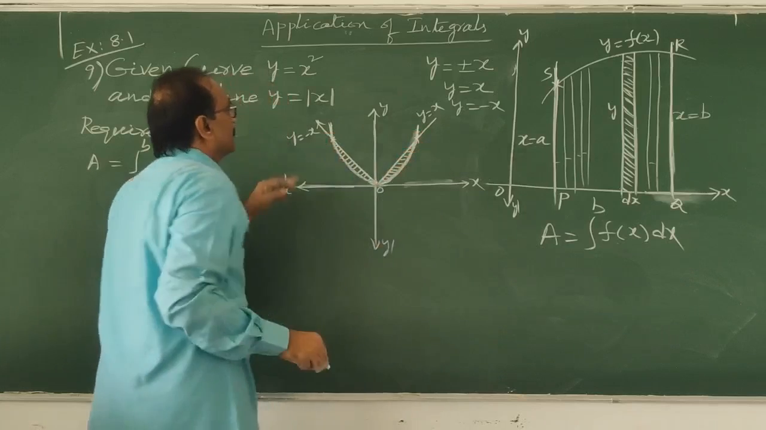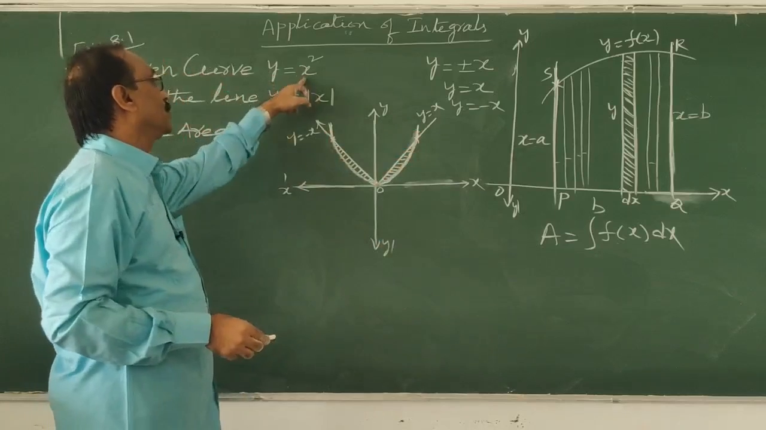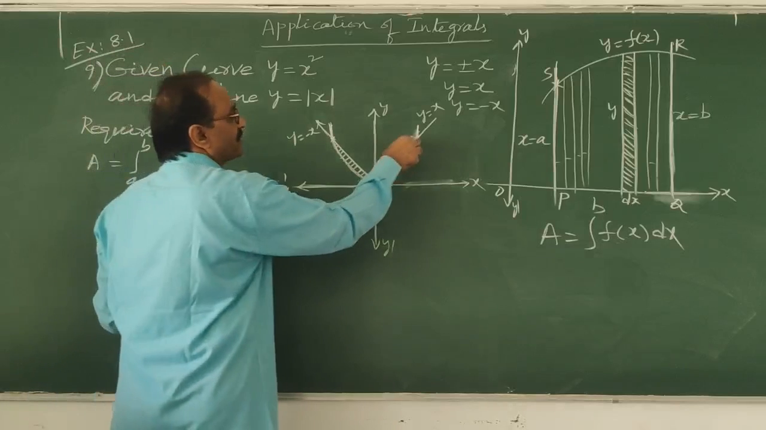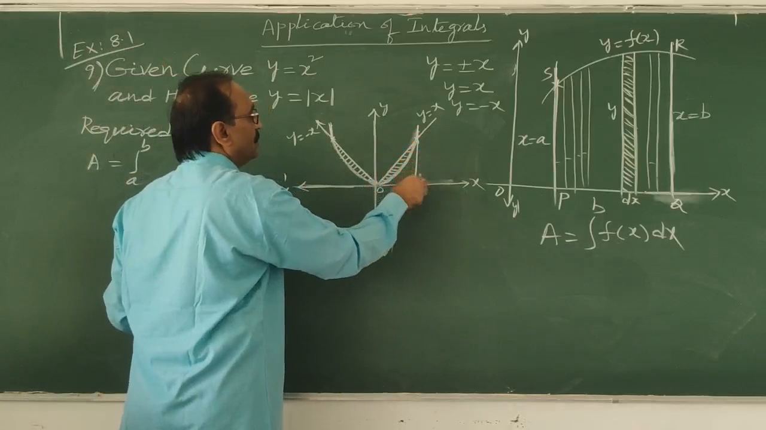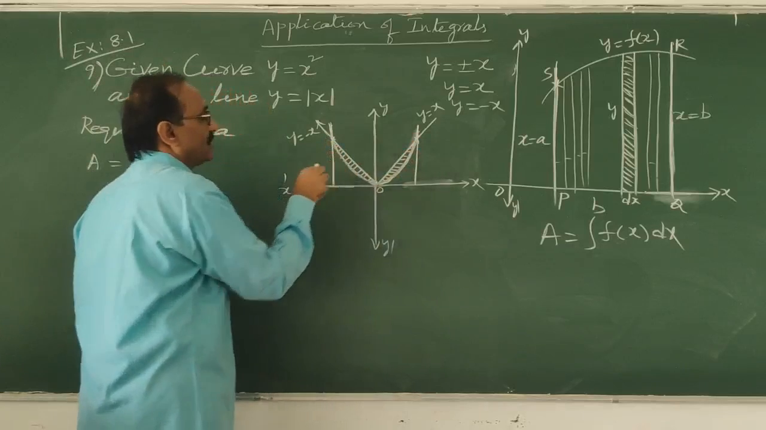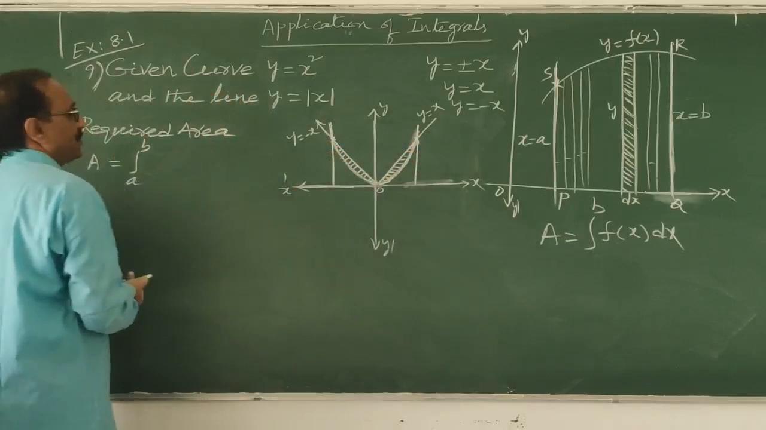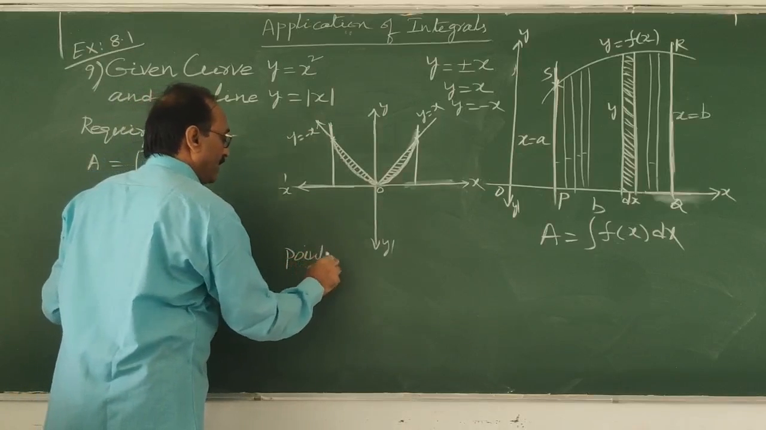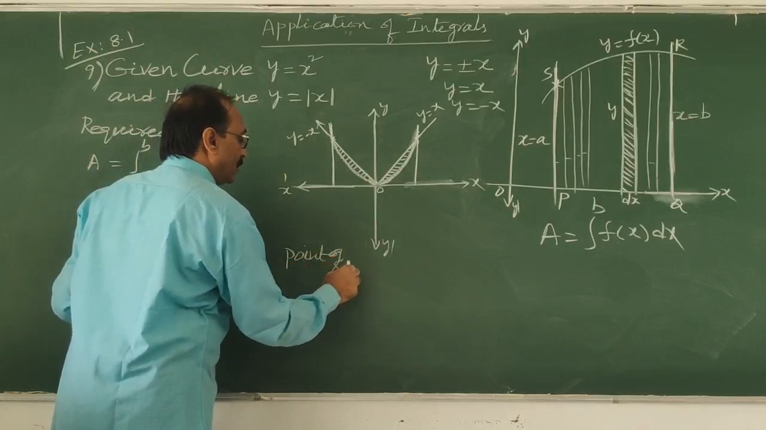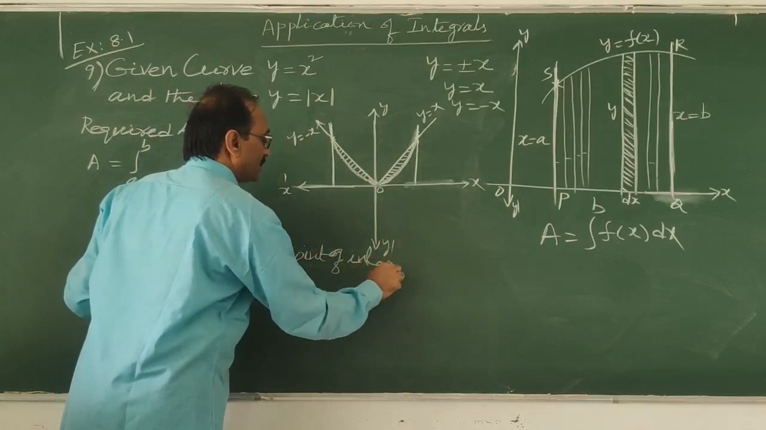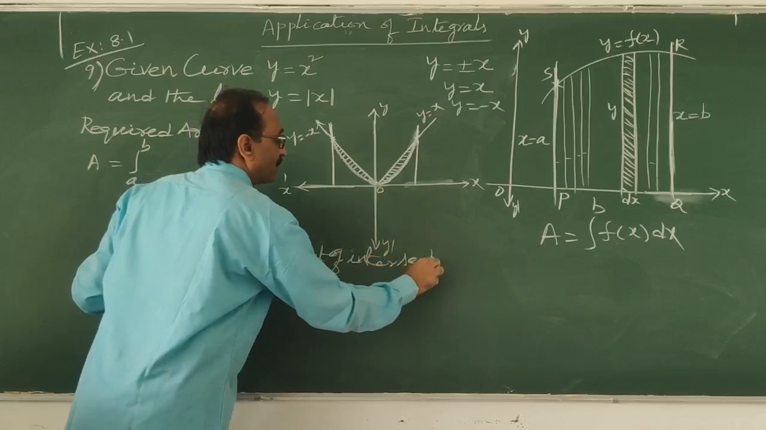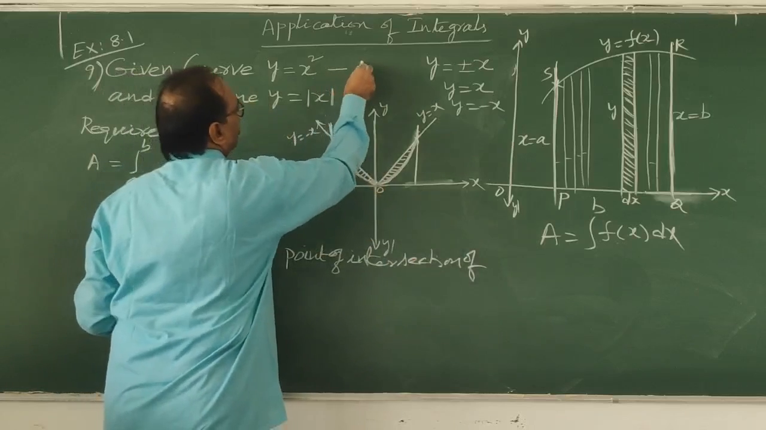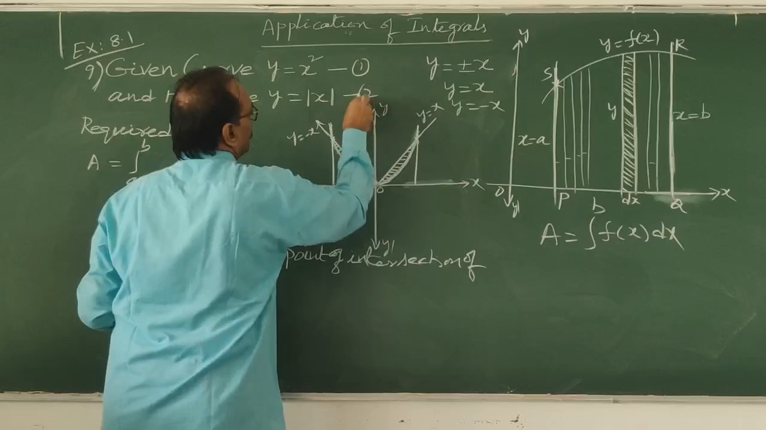Otherwise we cannot, because this time he has not given the boundary lines. Two lines, one curve, one line is given. So therefore the point of intersection of these we have to find out. So the point of intersection of these two, how we will find out, we will see now. I will write here, point of intersection of, say this is equation 1 and this is equation 2.